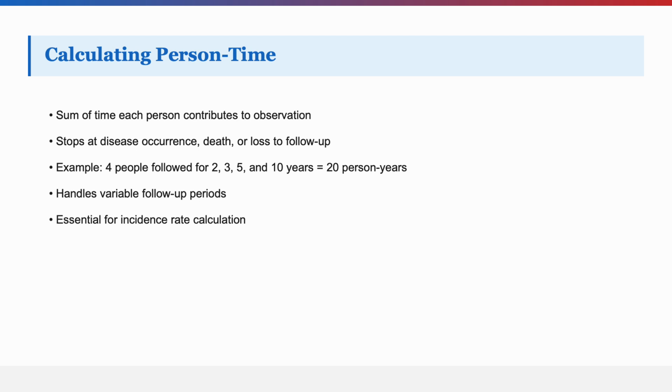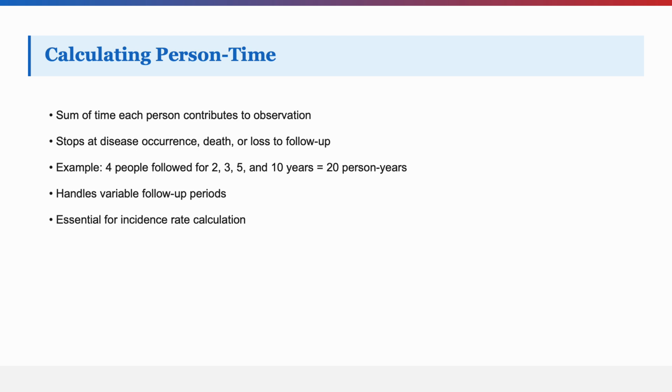Let's work through an example. You're studying heart attacks in a workplace wellness program. Person A is followed for 2 years then has a heart attack. Person B is followed for 3 years then moves away. Person C is followed for 5 years with no event. Person D is followed for 10 years then the study ends. Total person time, 2 plus 3 plus 5 plus 10, is equal to 20 person years.